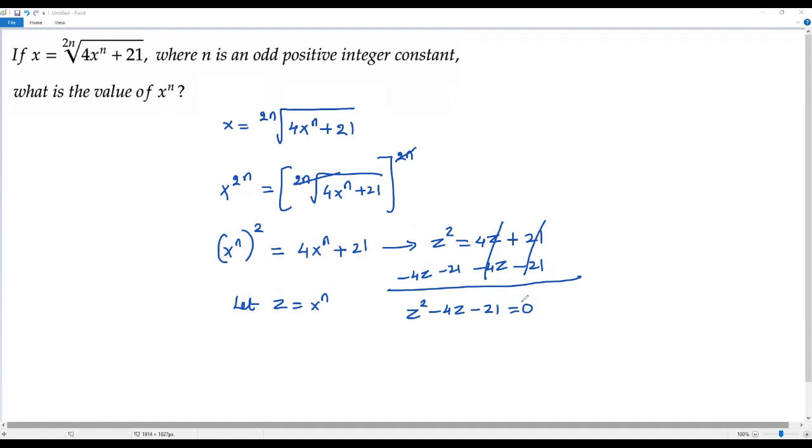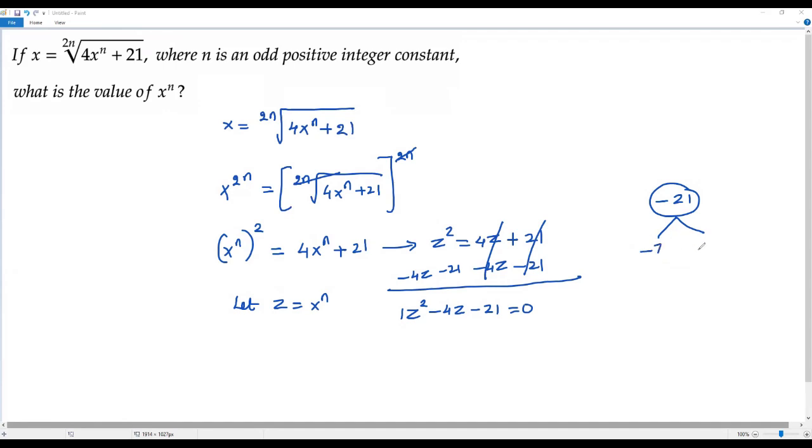If I want, I can use Desmos to solve this quadratic equation. It's a pretty easy one. We can solve this quadratic equation by factoring. For that, we have to multiply the constant of negative 21 by the coefficient of z squared, that is 1. 1 times negative 21 is negative 21. Now I have to get two factors so that the product of the two factors equals negative 21, and the sum of the two factors equals the coefficient of z, that is negative 4.